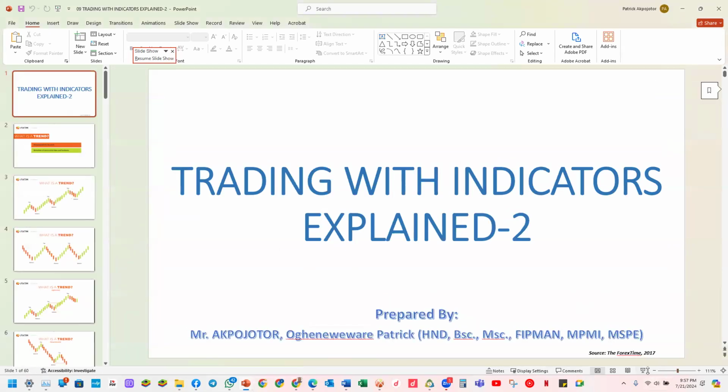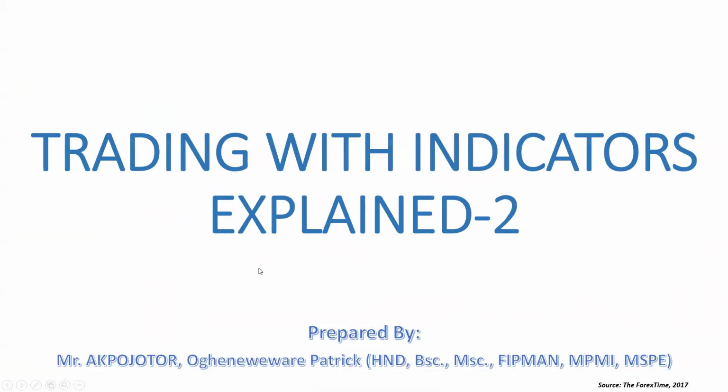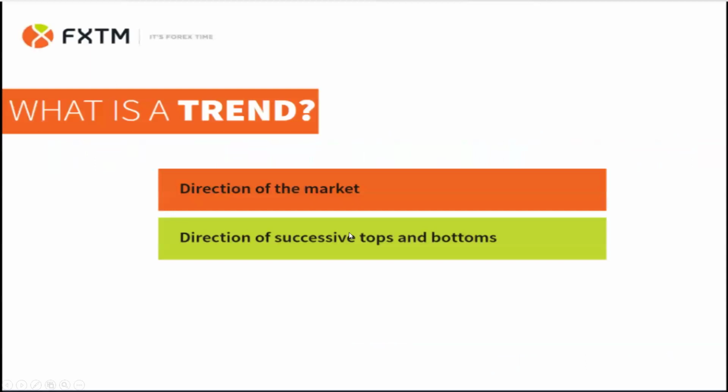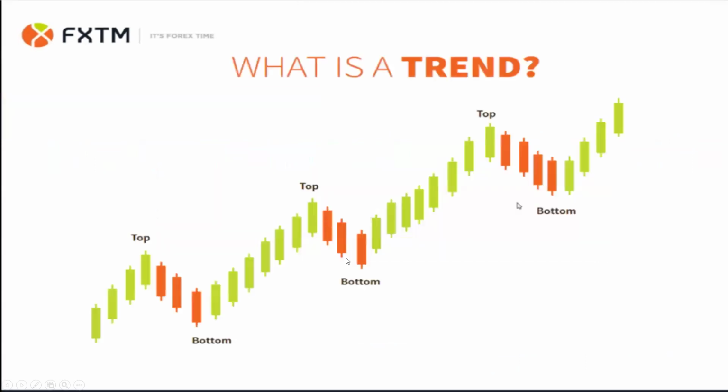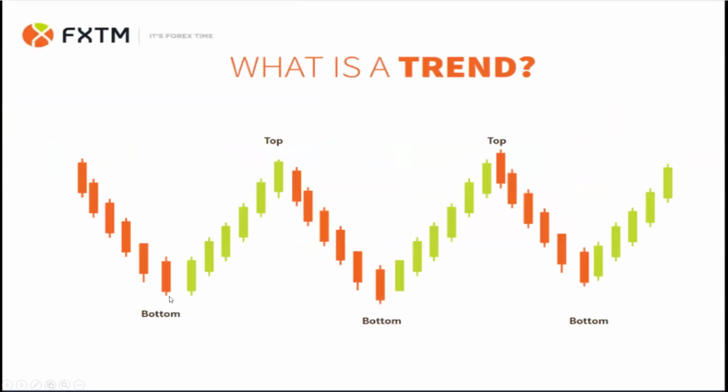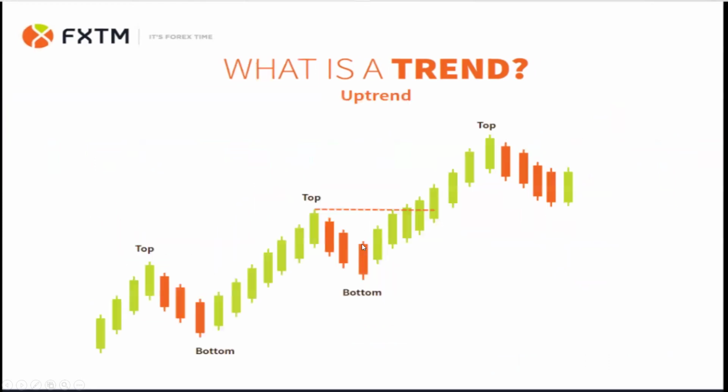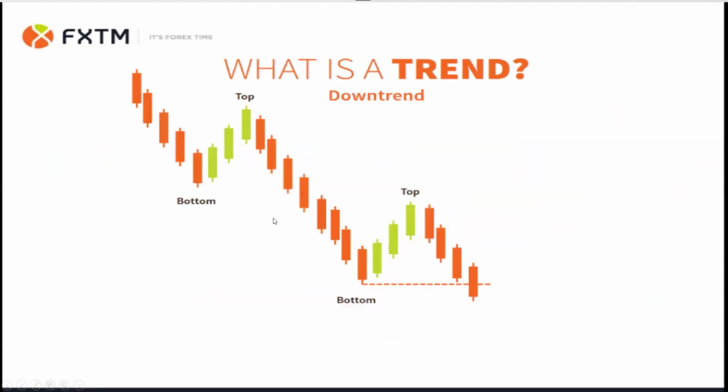All right. So it's still the same trading with indicators, but this time this is what FSCM used around 2017 or so. If the market is making higher high, higher low, higher high, higher low, it means the market is trending up. If the market is making equal tops and bottoms, the market is ranging. If the market is making lower high, lower low, the market is trending down.